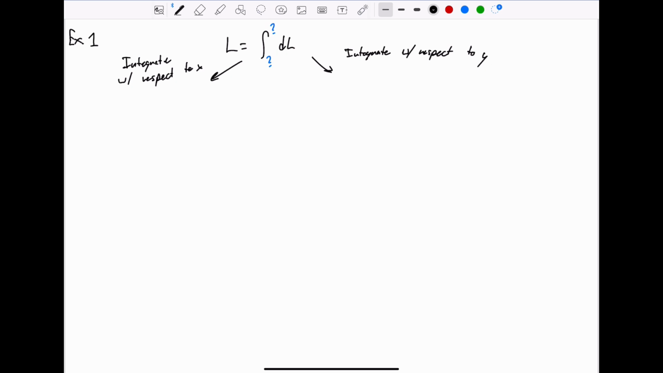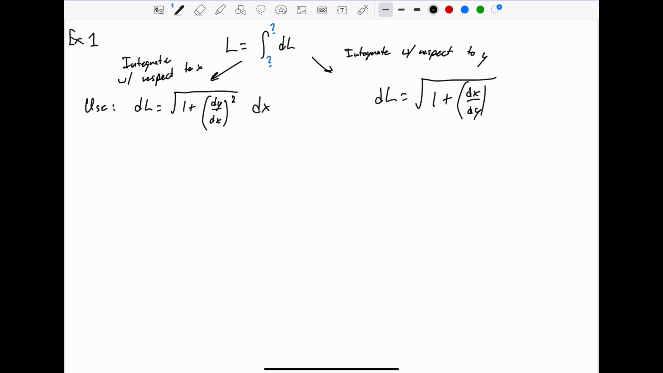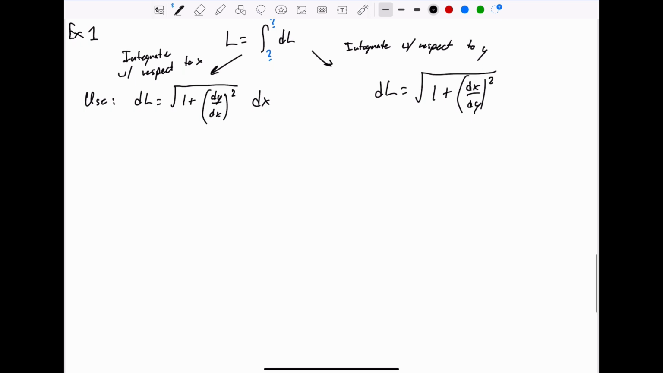So if we integrate with respect to x, we are going to use the following expression for dl. dl is the square root of 1 plus the derivative of y with respect to x, that quantity squared, and then integrating with respect to x. When we integrate with respect to y, we use a different value for dl. The value when we integrate with respect to y is 1 plus dx over dy quantity squared, all under the square root, integrating with respect to y.